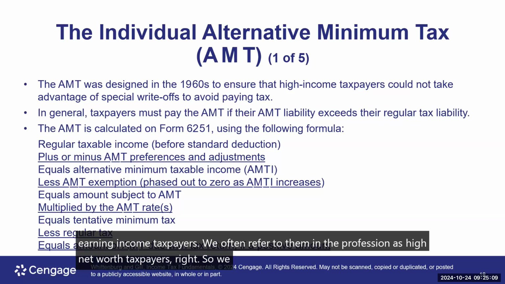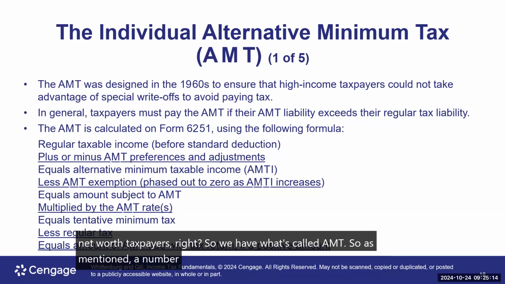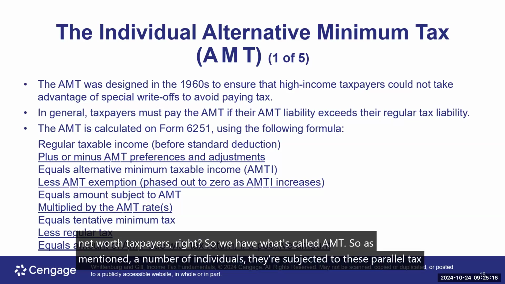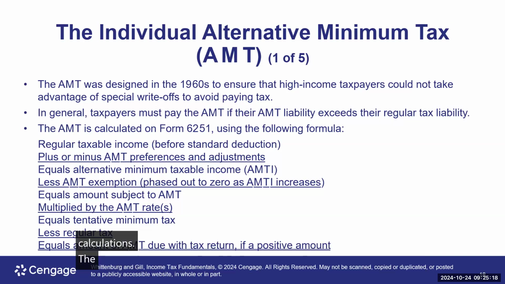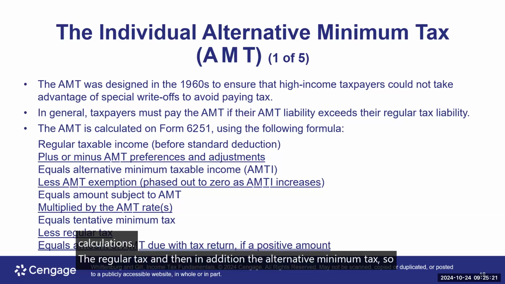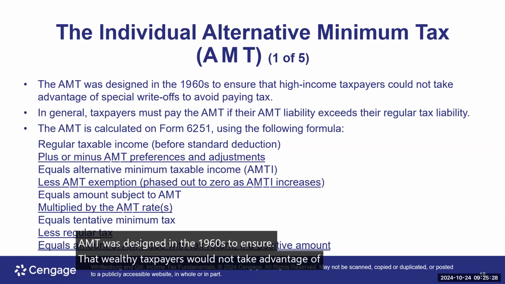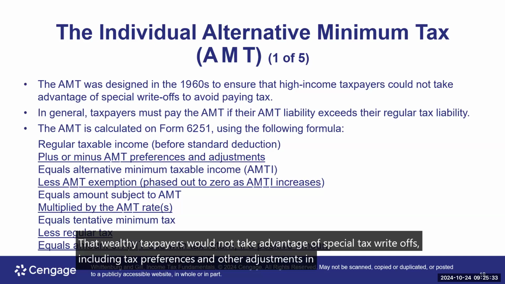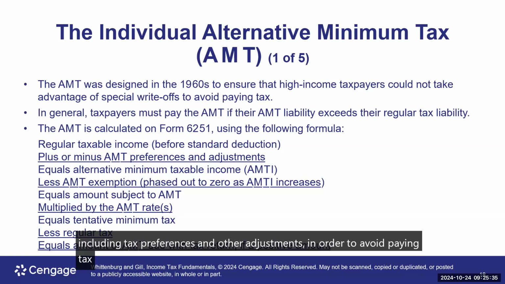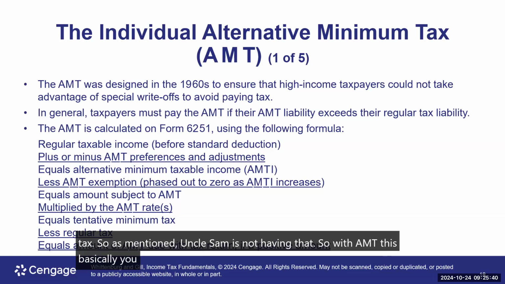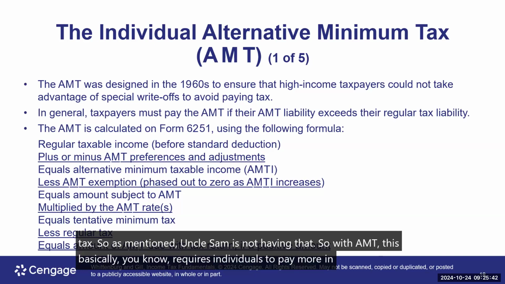So we have what's called AMT. As mentioned, a number of individuals are subjected to these parallel tax calculations: the regular tax, and then in addition, the alternative minimum tax. The AMT was designed in the 1960s to ensure that wealthy taxpayers would not take advantage of special tax write-offs, tax preferences, and other adjustments in order to avoid paying tax. So as mentioned, Uncle Sam is not having that. With AMT, this basically requires individuals to pay more in taxes. So we'll look over the calculation here.